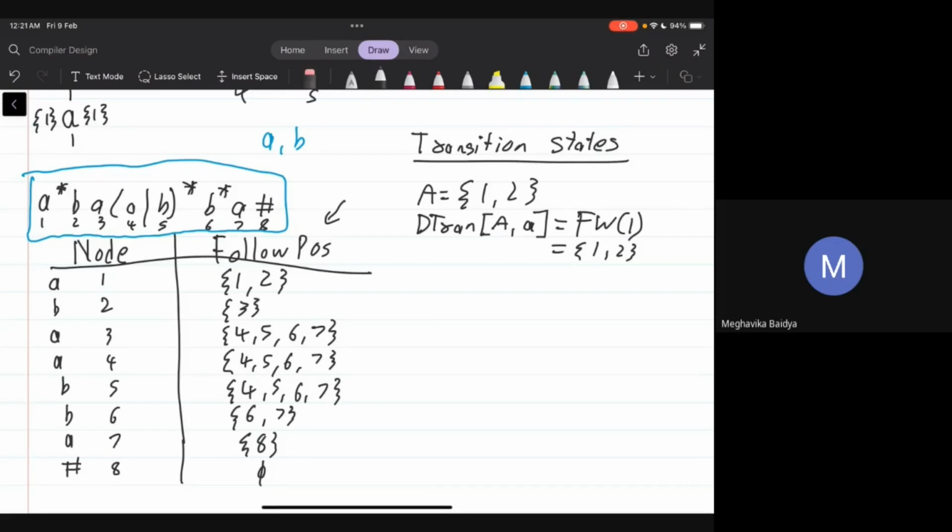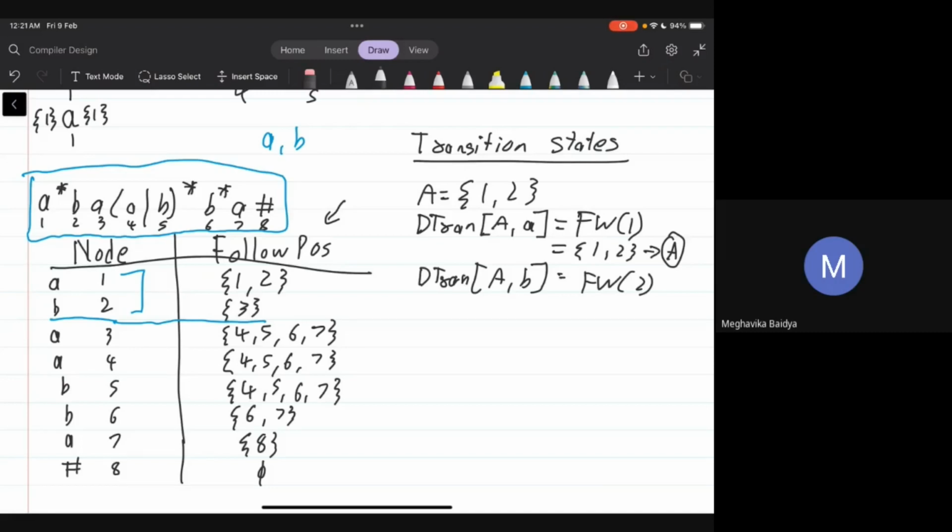And 1 comma 2, we already know that this is state A that we have already used. So you just give it as state A. Now you do dtran of A comma small b, because that's your second input. You go back to the followpos table and see again: A is 1 comma 2, and in that you have to match with B. What is matching with B? That's 2. So this will be followpos of 2.